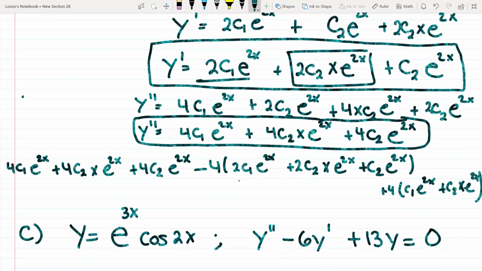Okay, if you clean this up, eventually the left side does cancel. So the left side will become 0, and then the right side is 0. So that is true.